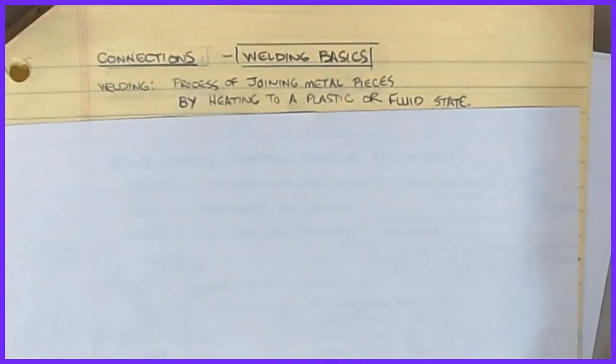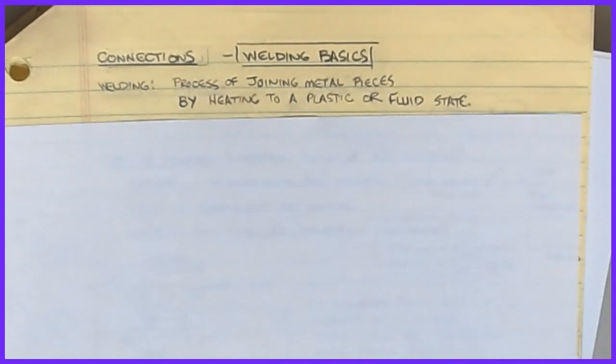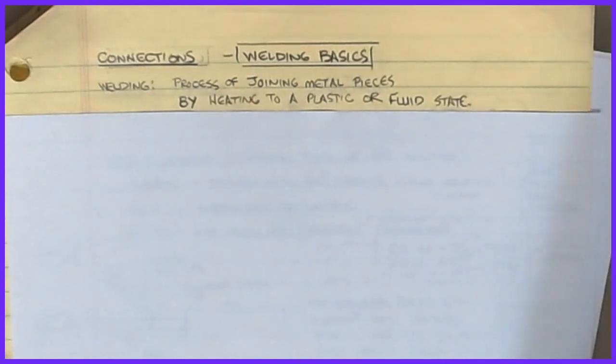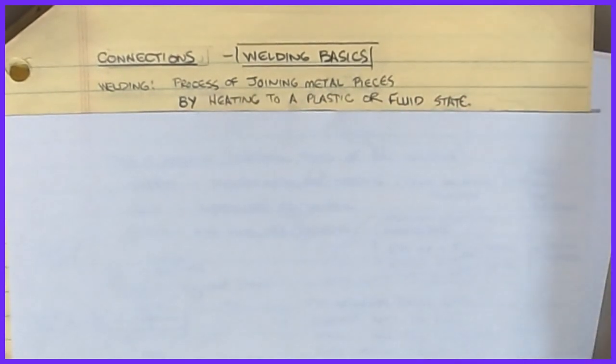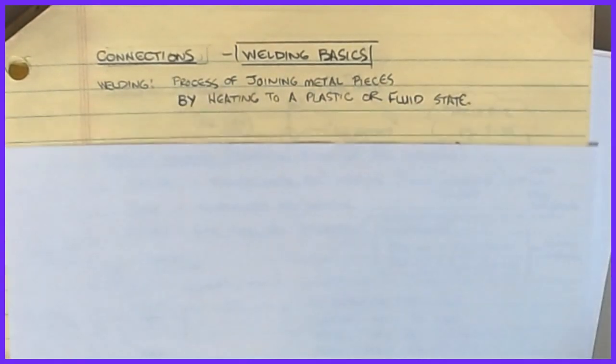Welding is basically a process of joining two metal pieces together by heating the pieces to a plastic or fluid state. This is accomplished by heating an electrode that melts both the electrode and what we call the base metal or the connecting metal, and then it becomes liquid and then it fuses itself together as it starts to cool.